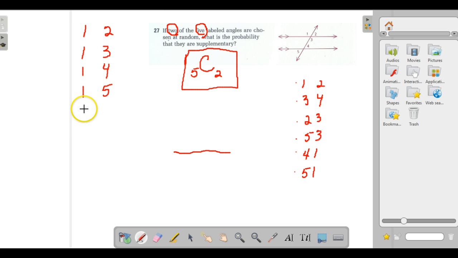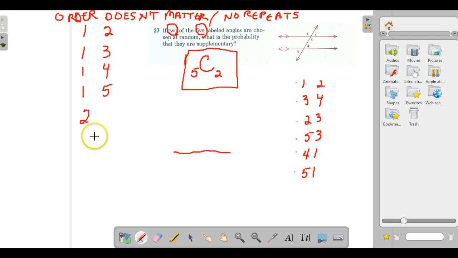And then we can choose angle 2 and angle 1, but we already said that. And we're not going to have any repeats. So there's going to be no repeats here, and order does not matter. Okay, so let's keep going. So we did all our 1s. 2, we already have 2 and 1 up here. 2 and 2 we can't have because we've already pulled out 2. We can't repeat it again. But we can pull 2 and 3. We could pull 2 and 4, 2 and 5.